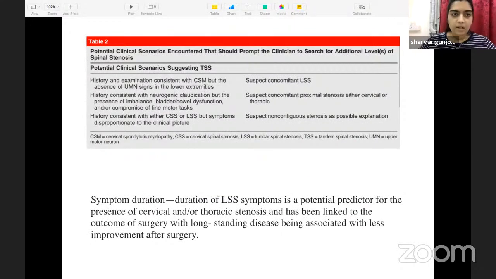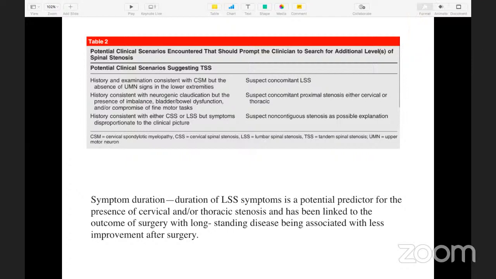So there are a number of potential clinical scenarios that are encountered by us, which would prompt us to look for additional levels of stenosis as well. So for example, if there is a history and examination that suggests cervical myelopathy, but there is absence of UMN signs in the lower extremities, we should look for concomitant lumbar canal stenosis as well. Similarly, if there is neurogenic claudication or radicular symptoms, but there is also loss of balance and bowel bladder dysfunction with a compromise of fine motor tasks, then we should suspect compression at a more proximal level, which is either the cervical or thoracic level.